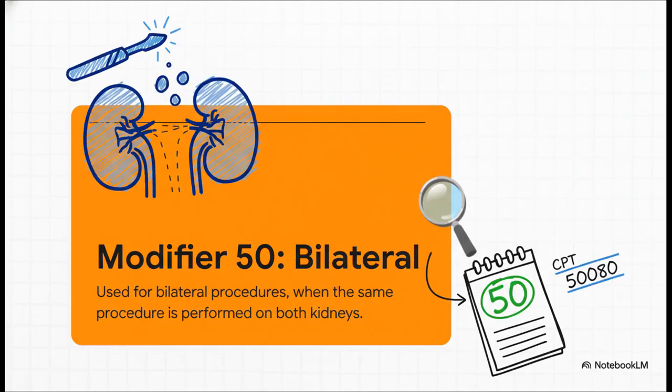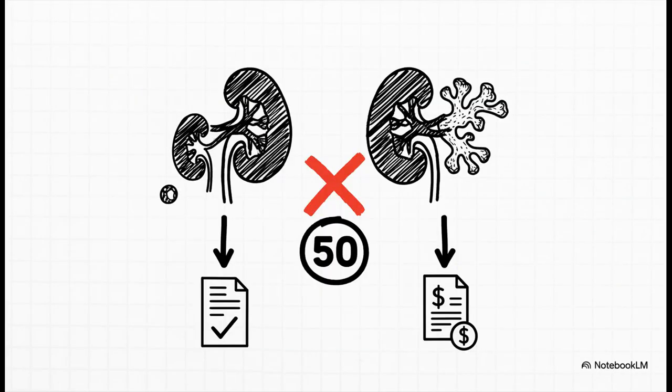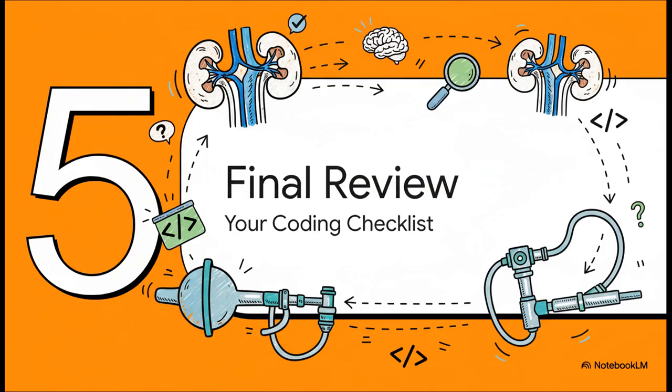Now, you might be wondering, what if the surgeon does this on both kidneys during the same operation? Well, that is when you bring in modifier 50. You would just report the single CPT code, let's say it's 50080, and then you'd add on modifier 50 to show it was a bilateral procedure. And here is a pro tip that's going to make you look like a seasoned veteran. What if the surgeon performs a simple removal on the left kidney, but a complex one on the right? In that case, you do not use modifier 50. Why? Because the simple and complex codes actually describe technically different procedures. So you report them on separate lines, 50080 with a modifier for one side and 50081 with a modifier for the other.